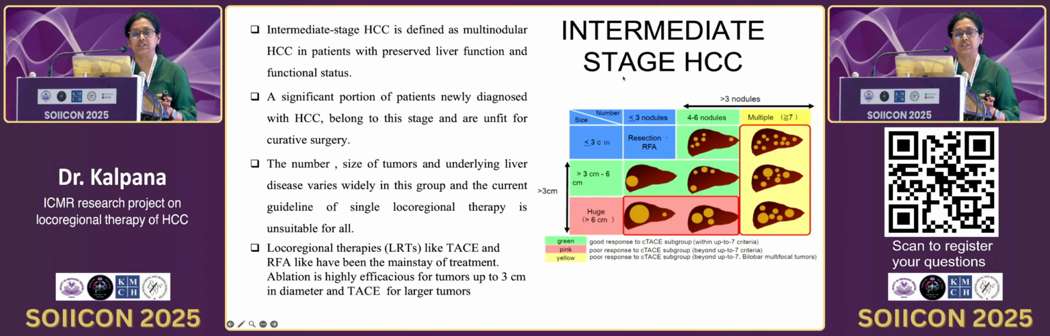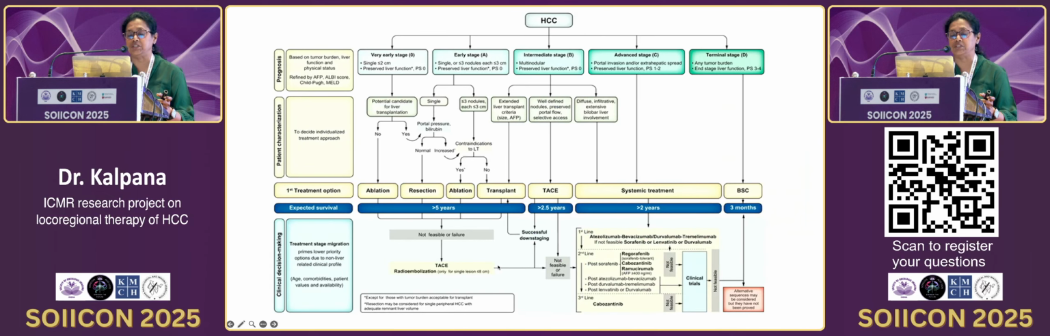So what is intermediate stage HCC? It is a multinodular HCC in patients with preserved liver function and functional status. The number of nodules may vary from 1 to many, but it is unfit for curative surgery because they are either 3 to 6 or even more than 6 centimeters. So they have a wide heterogeneity of presentation, and so the therapy also varies with the type of presentation. So here we just tried only TACE with an added RFA, for the intermediate stage HCC.